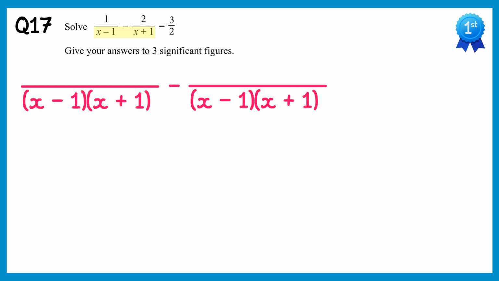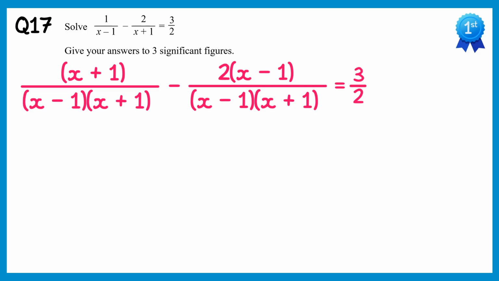On the left fraction, I already had an x minus 1, but I've multiplied the bottom by x plus 1, so I need to multiply the top by x plus 1 as well. Since it's just 1 on the top, it's 1 lot of x plus 1, which is x plus 1. On the right fraction though, I already had an x plus 1, and I've multiplied by x minus 1. So the 2 that's on the top of that fraction will need to be multiplied by x minus 1 as well. And then this equals the right hand side of 3 over 2.